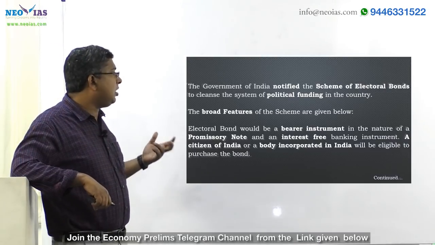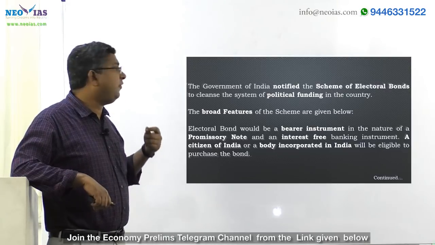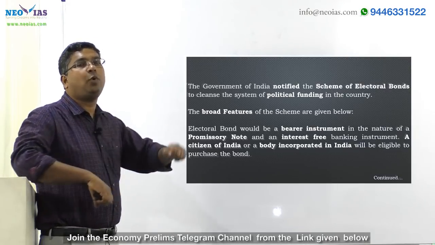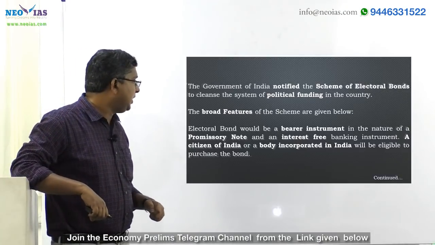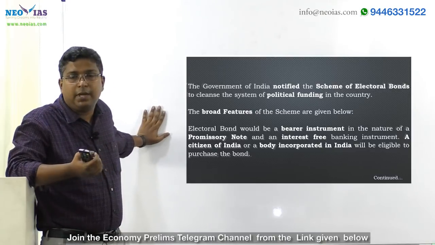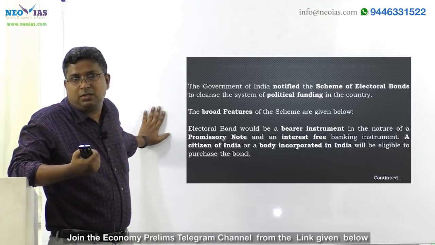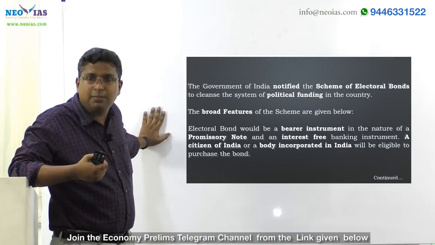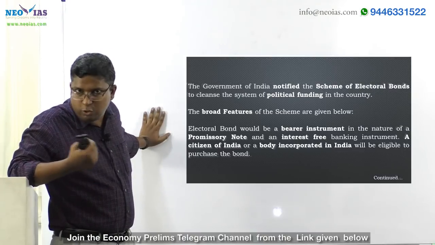It was announced in budget 2017-18. Very recently the government has notified the scheme of electoral bonds, basically aimed to clean the political funding in the country. The broad features are very important. First is that it is a bearer instrument. A bearer instrument functions like a promissory note, like a rupee note.